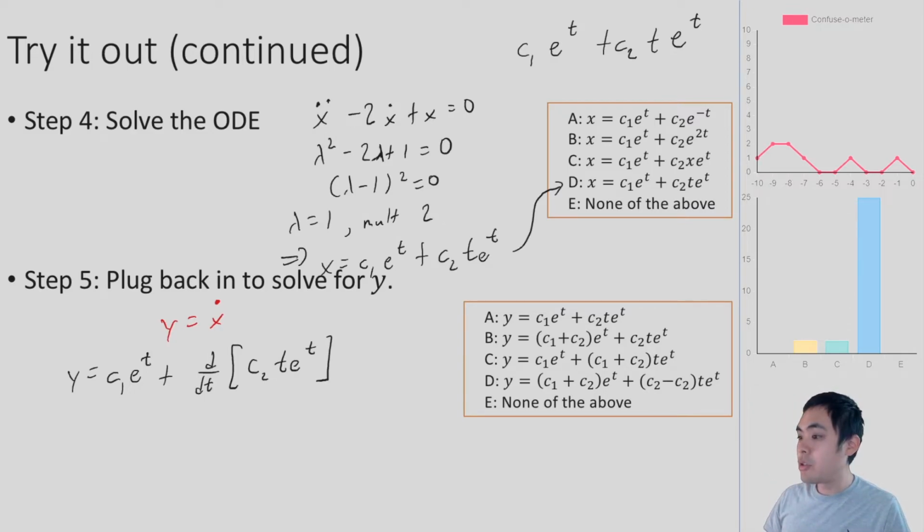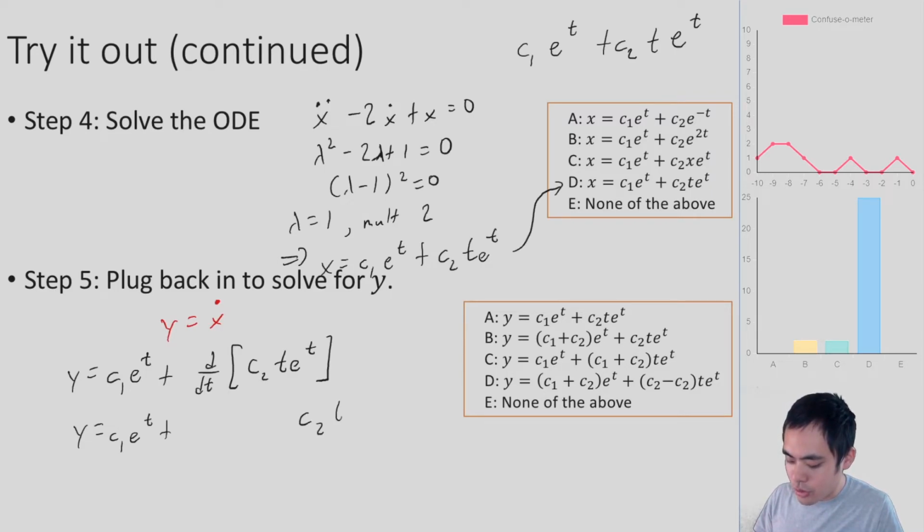And so when you use the product rule, you get y is equal to c1 e to the t plus, well, you have c2t times the derivative of e to the t, which is just e to the t. So we have c2t e to the t. But you also have e to the t times the derivative of c2t, which is just c2. So plus c2 e to the t. Okay? And this is because we're applying the product rule.